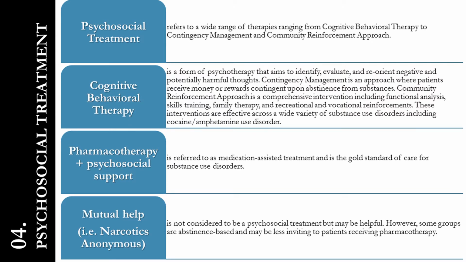The last component that can be confused for psychosocial treatment, I'll say, is mutual help. So this is important, and this could really assist patients in their recovery. And by mutual help groups, I mean Alcoholics Anonymous, Narcotics Anonymous, but it's not classically defined as psychosocial treatment. The one important thing to note about mutual help groups is many are abstinence-based and maybe less inviting to patients with pharmacotherapy.